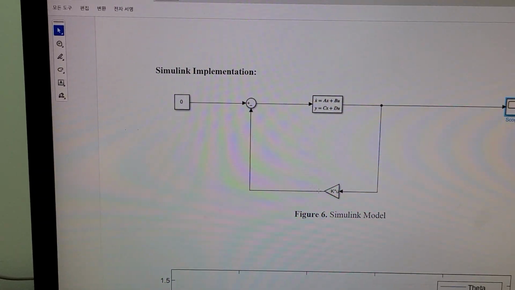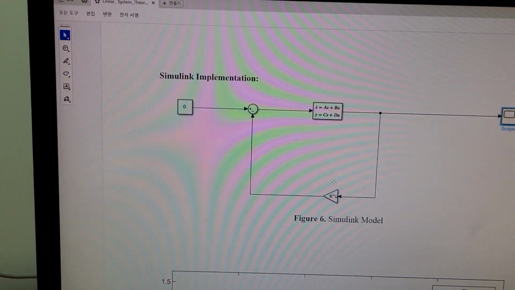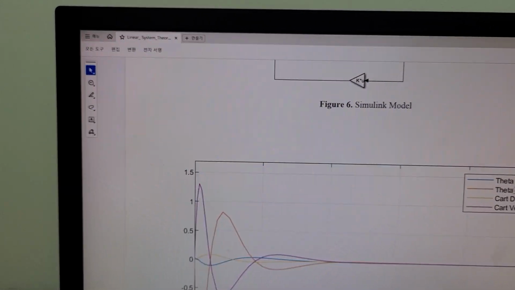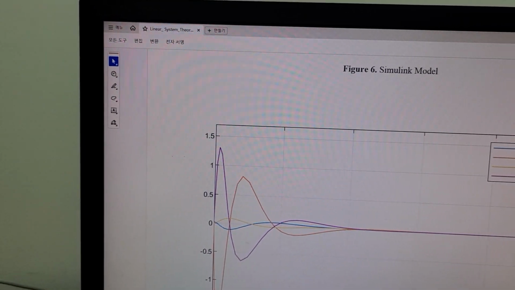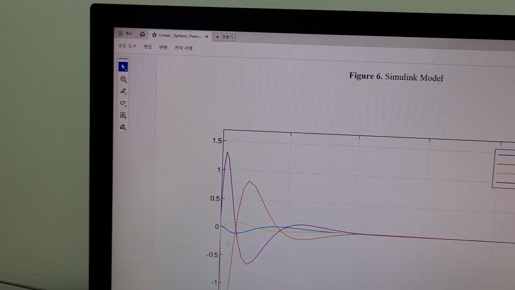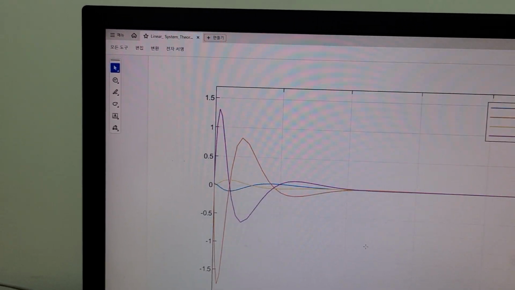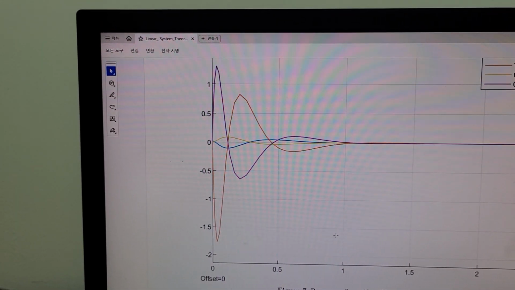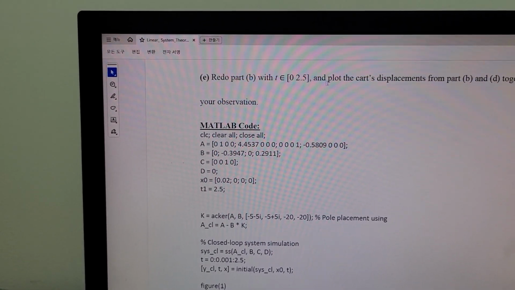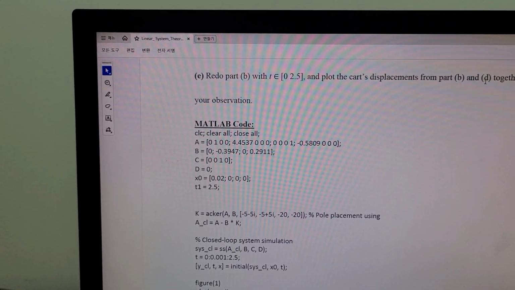Similarly, we can also show the state space model in Simulink, in which this is the theta, this is the theta dot, the red one, and the cart position is shown by the yellow one. Similarly, this is the cart velocity. This is the Simulink implementation. Part E asks to plot, for a time t from 0 to 2.5, the cart displacement from parts B and D together.